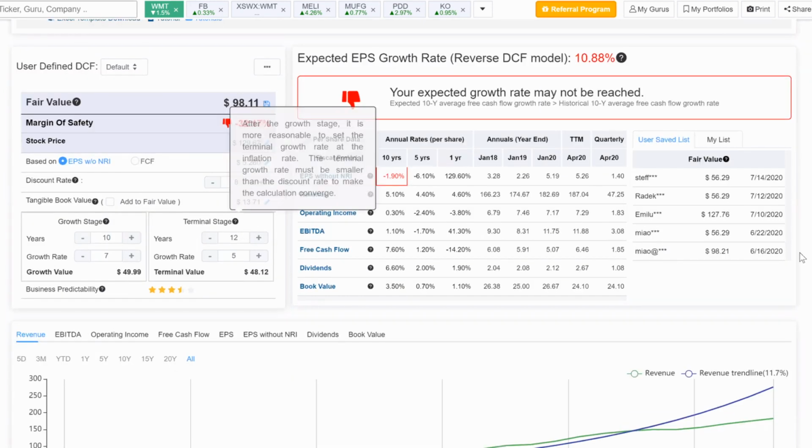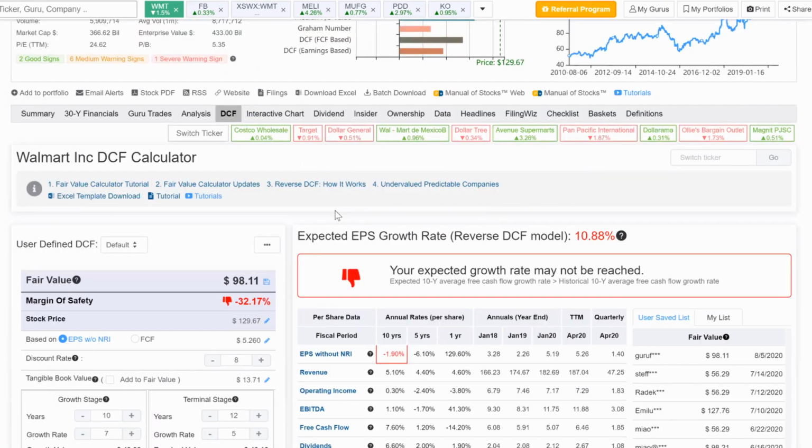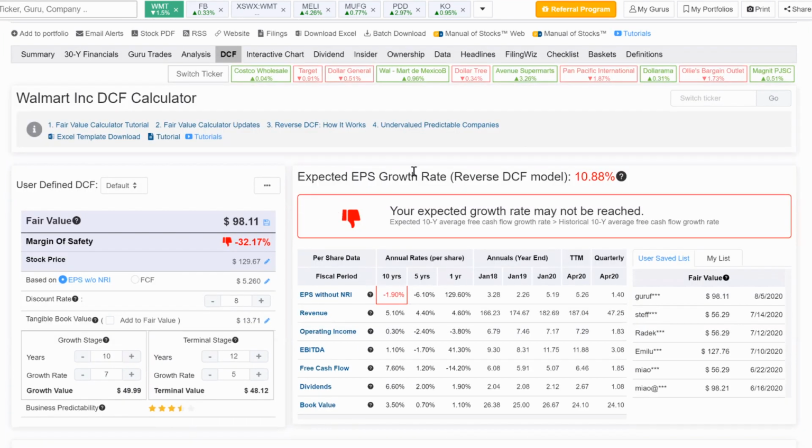After you get the value, you can click on this save button here, and once I click it, it displays here. So you can see those are the historical values defined by the users, and you can use those as a reference. That's the discounted cash flow calculator, the changes we made.